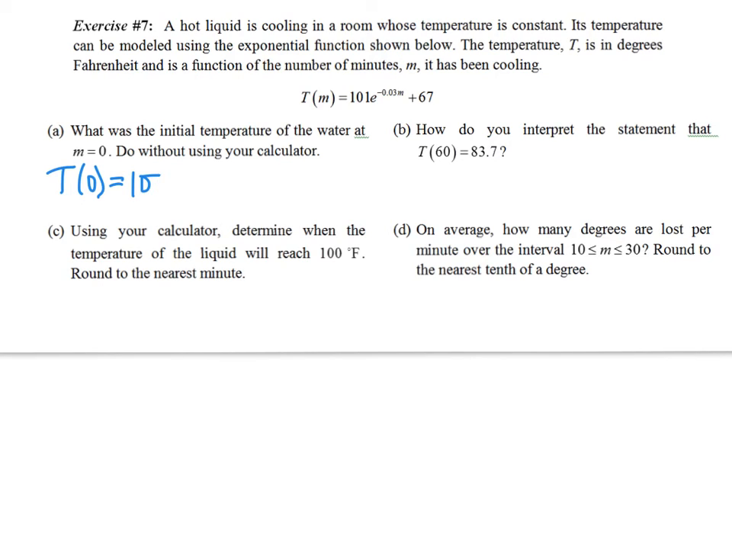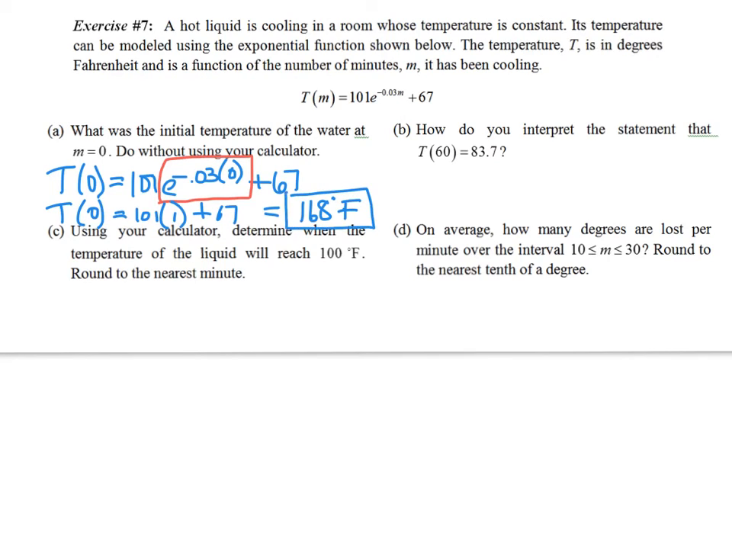Oops, made a mistake there. Not 100, 101 times e to the negative 0.03 times 0 for our minutes plus 67. So the exponential part of this function, any exponential raised to the 0 exponent, is just equal to 1. So that tells me that T of 0 is equal to 101 times 1 plus 67. So the temperature has to be 168 degrees Fahrenheit when this hot liquid starts cooling off. So that's at the beginning.